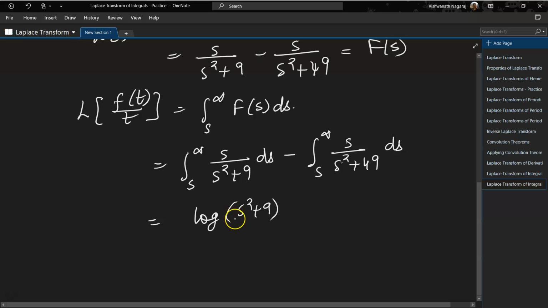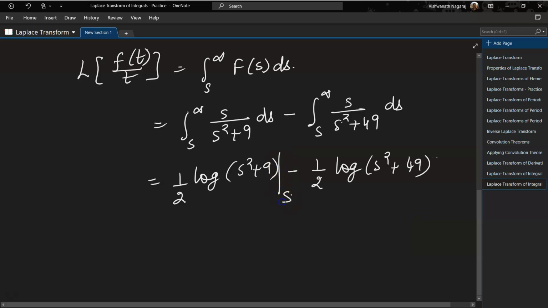Now very quickly you do the differentiation to get back this. Differentiate log, so it becomes 1 by s square plus 9, and then you have to differentiate s square plus 9, which gives us 2s. So the 2 extra we have got. Let's make it 1 by 2 to cancel that. Similarly, we can do 1 by 2 log of s square plus 49.